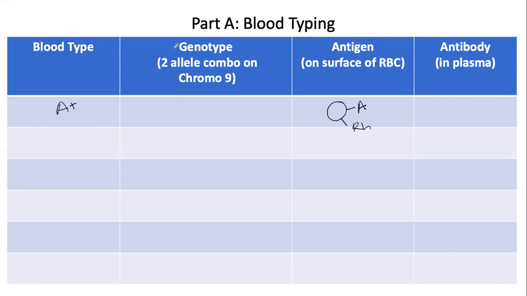But we call this a genotype. So the genotype is the two-allele combo that codes for blood type. It's not really a gene. A chromosome has many genes on it, and there's a gene that codes for blood type. An allele is one possible blood type for that gene, and then you have another one.